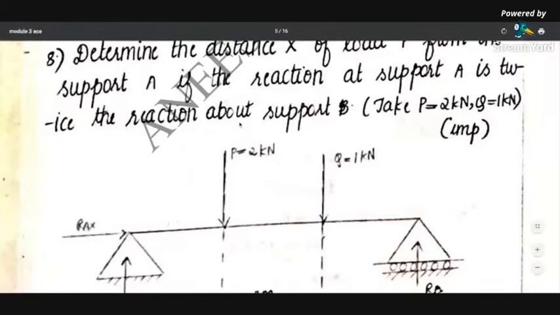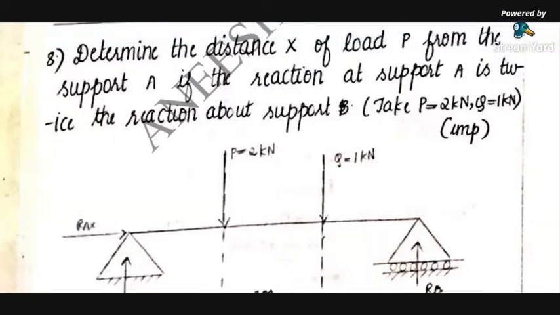You can see load P here. This is load P. And this is A and B. It's not mentioned here. I'll draw it once again. So the left extreme end is A and the right extreme end is B. A has a hinged support and B is a roller support. And you have two forces, P and Q. Magnitude of P is given as 2 kilonewtons and magnitude of Q is given as 1 kilonewton.